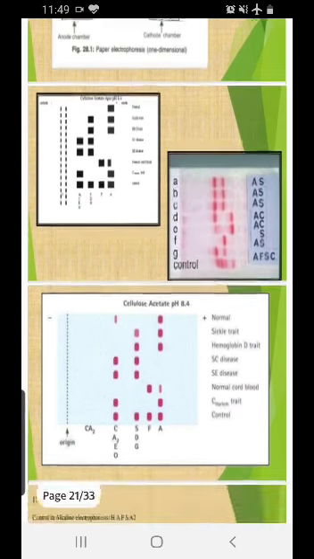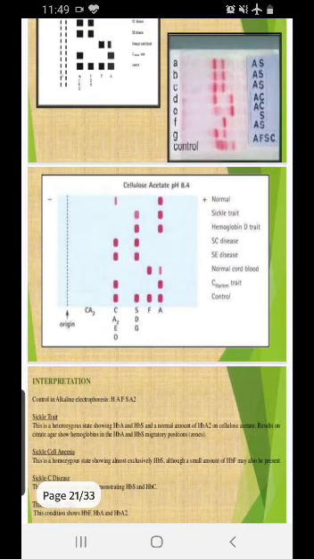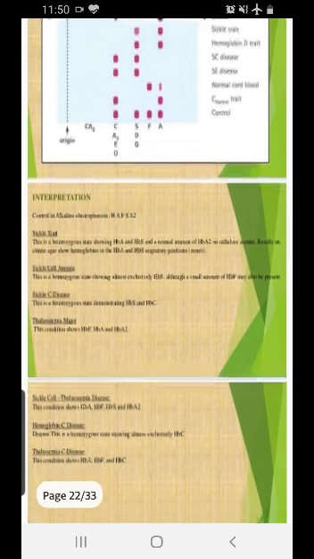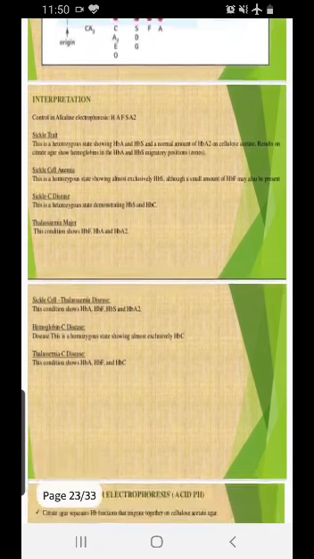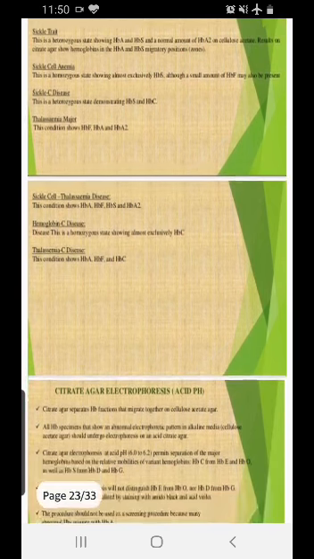Alright, so let's skip to these, but you just focus on this particular slide and you can understand where the different types of bands can be seen. Now sickle cell trait, this is a heterozygous state, in which there will be a presence of both A and S, and you will be able to see both the bands. Sickle cell anemia, HBS and HBF. Sickle cell disease, thalassemia major.